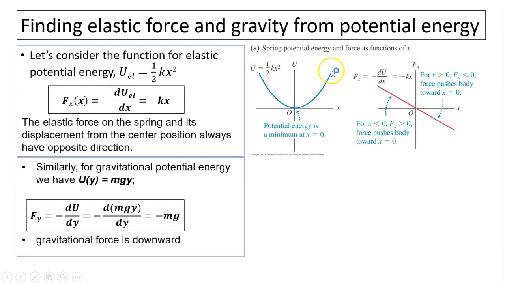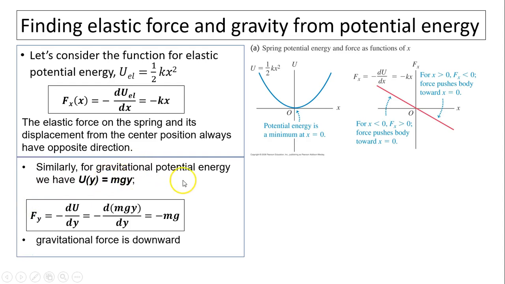Here is U. U is always positive, but when the spring is pushed, it will try to unpush, trying to move back to the original position. When the spring is pulled, again, it will try to go back to its original position. So when x is positive, the force is negative because it's pulling it back. When the spring is compressed, the force is positive. Again, it's trying to go back.